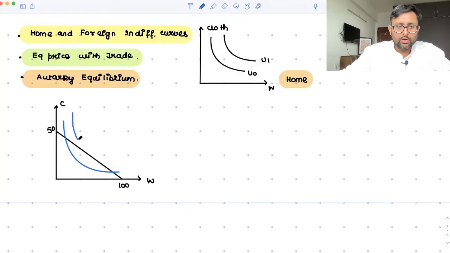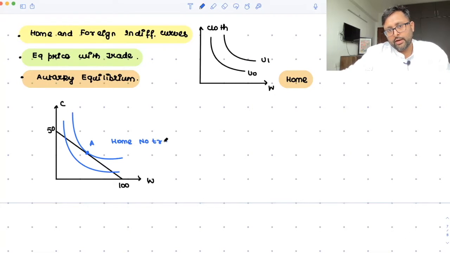No. This one is the highest one. So where the home PPF is tangential to the highest possible community indifference curve, that is your Autarky equilibrium, that is the no trade equilibrium at this particular point. We can call this point A, and we can call this the home no trade equilibrium, right?